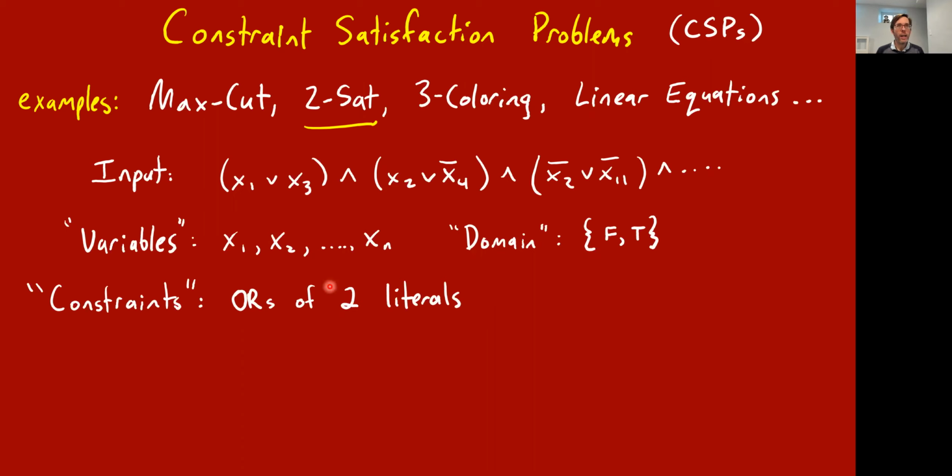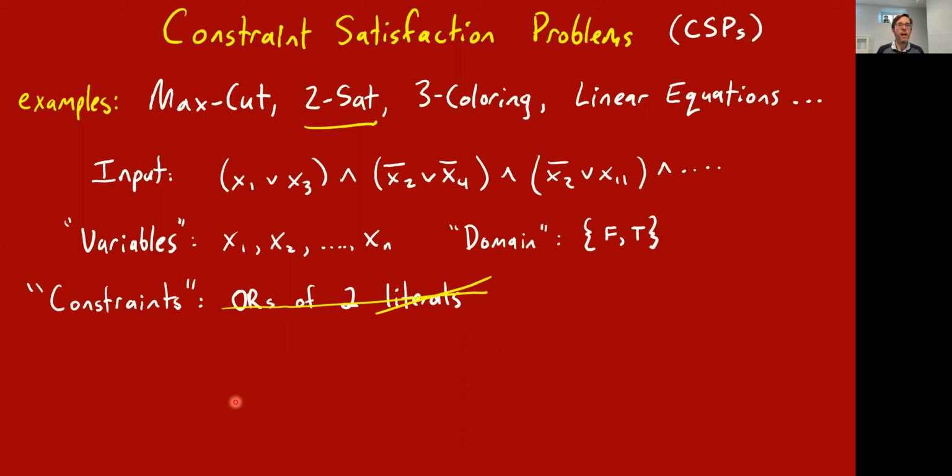OK, so in 2-SAT, it would seem that you just say, OK, you can have any number of clauses or constraints, and each one should be the OR of 2 literals. But in order to define constraint satisfaction problems in general, I really don't want to talk about literals. If you recall, a literal is a variable or its negation, but I don't want to talk about negations. I just want to talk about variables.